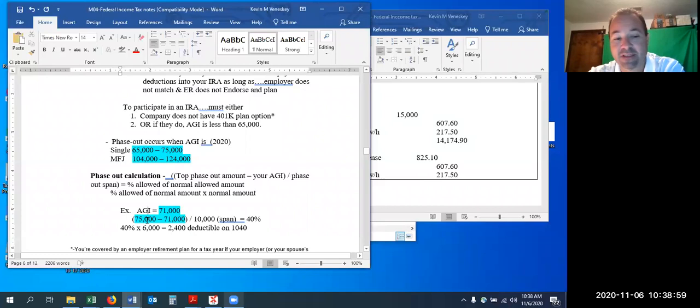What you want to do is take the top number of the phase out, whatever that is for that year, 75,000, subtract what you made, what you have as income, and then take whatever that is, that's 4,000, and then divide it by the span between these two numbers. And it's 10 grand. So 4,000 divided by 10,000, 40%. So you're allowed to take 40% of the normal by doing it with that calculation. So you're allowed to take $2,400 instead of $6,000 and put away into a retirement plan.